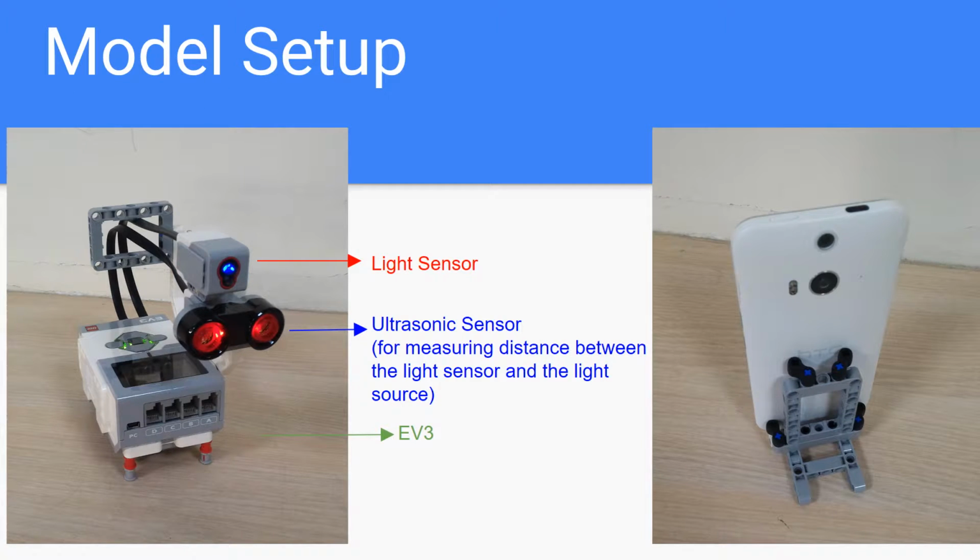Okay, so this is our setup for the experiment. There is of course the main part of this experiment, the light sensor. And beneath that, we have an ultrasonic sensor. We use it to measure the distance between the light source, which is the phone, and the light sensor. Basically, we use the ultrasonic sensor to know the distance.